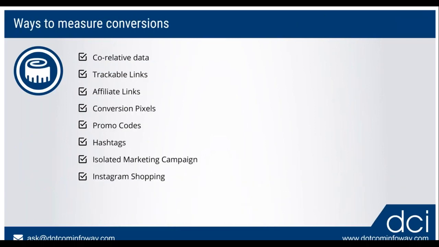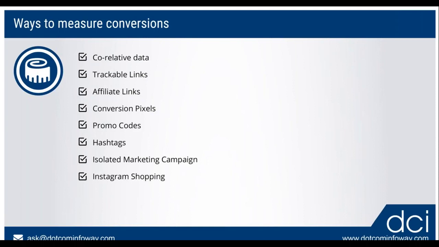And the other ways of measuring conversions, here is something which is listed. Correlative data, where we compare past data with the current data; using trackable links, affiliate links; using conversion pixels in your landing page, so that every conversion gets tracked systematically; and usage of specific promo codes.